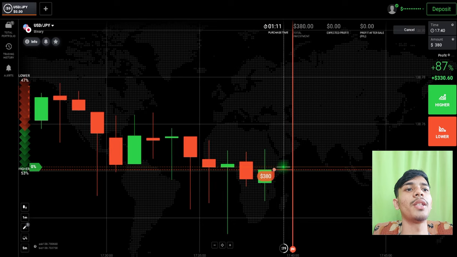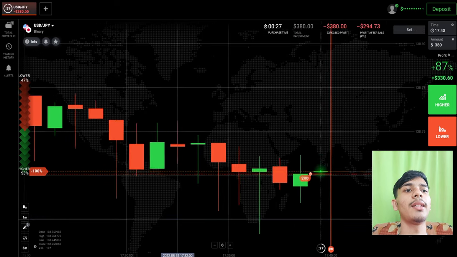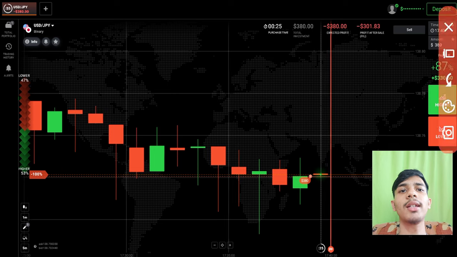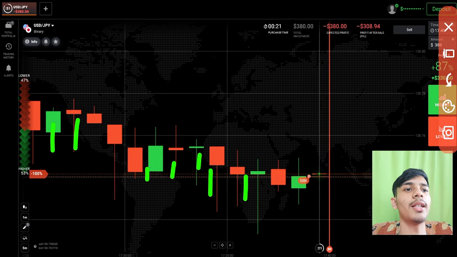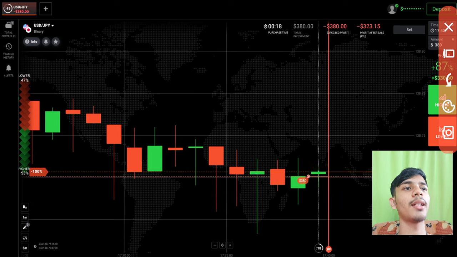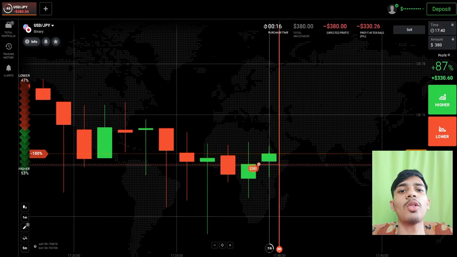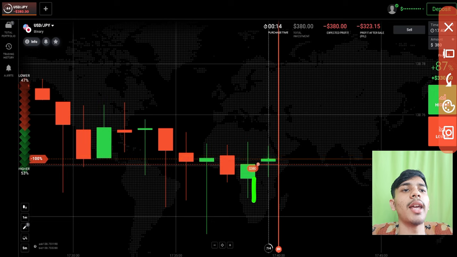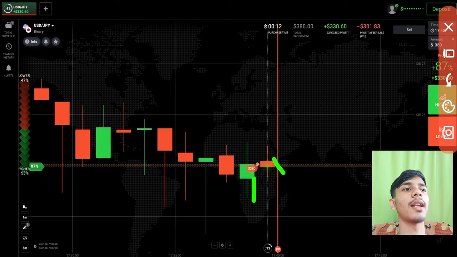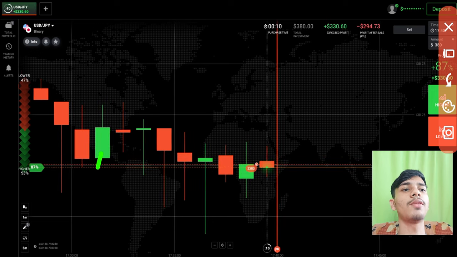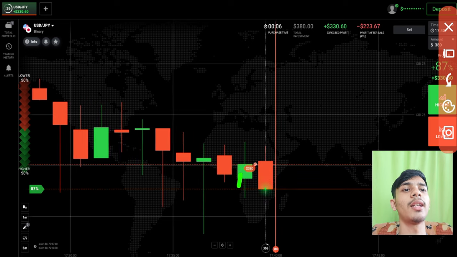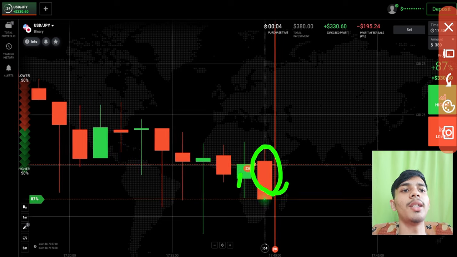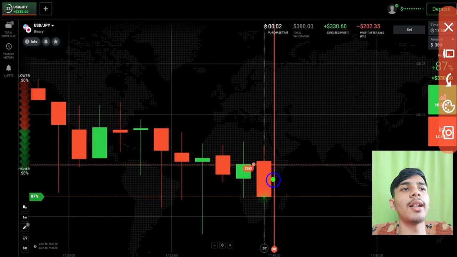Okay, I will also go with sellers here again. Why? The reason is very simple. Here you can see one green, one red, one green, one red, one green, one red. This pattern the market is following. So here also after one green, the next candle will be a seller's candle, because the market is following the one green, one red pattern. I know very well this candle will be a seller's candle. You can see sellers are entering.